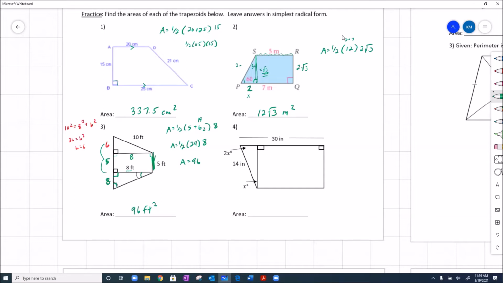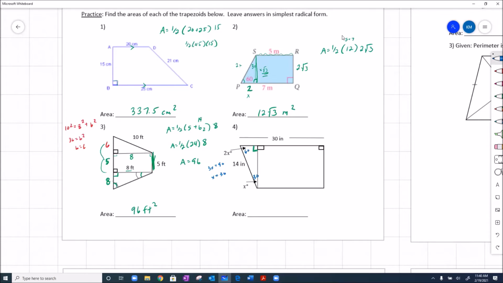Okay, number 4. Base 1 is 30, and we're not given base 2 or the height, but we are given that this is a right triangle. We can figure that out, and that this angle is 2x and this angle is x. Well, in a triangle altogether, the angles have to add up to 180 degrees. So since we have 90 here, we have 3x equals 90 for the other two angles. So 3x equals 90, that must mean that x is 30. So we have a 30, 60, 90 triangle here.